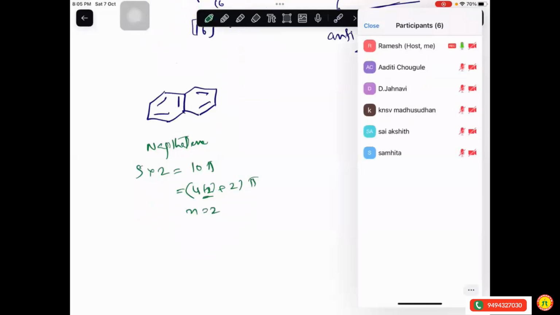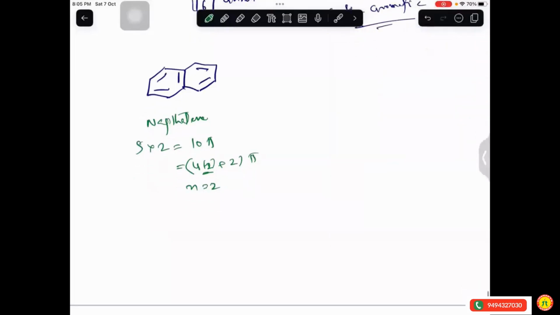Any doubt? Aditi, Janvi? Got it. What now? Madhusudan? Akshita, Sai Akshit, where are you? Sai Akshit, Samhita, you are not opening your mouth. Sleeping. Huh? Madhusudan, where are you? Were you here or not? Madhusudan. Yes, sir. Yes. Where is Jahnavi? Sir. Okay. You're fine, right? You're understanding everything? Yes, sir.